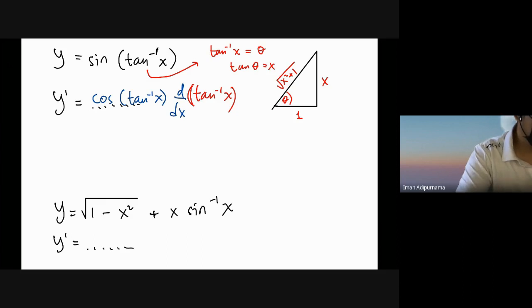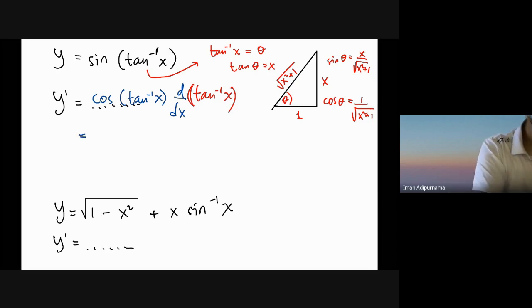So from here, if you want to look for sine theta, you will get x divided by the square root of x squared plus 1. But we will have cos theta in our answer, right? So that will be our expression. So cos theta here will be 1 over the square root of x squared plus 1. Okay, so we can exchange this. So y prime will be cos theta, where theta is what we already defined at the beginning. So this will be 1 over the square root of x squared plus 1.